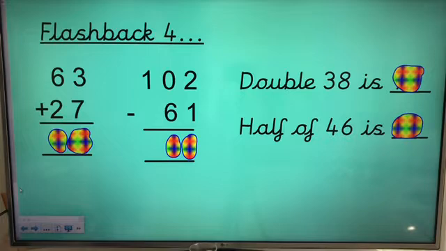So the first one then, we've got column addition, 63 add 27. So we always start with our ones column. So first of all, we need to label our columns to know which is our tens and which is our ones. So we're going to start with our ones column. We've got a 3 add 7. So 3 is my starting number, 3 goes in my head and 7 on my fingers. And we're going to count on, ready, stop, stop, go. 4, 5, 6, 7, 8, 9, 10. So 3 add 7 is 10.